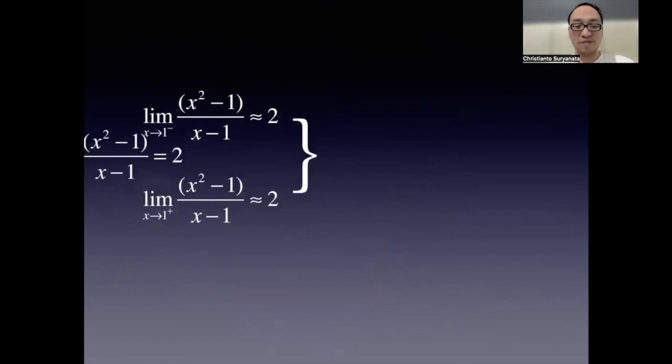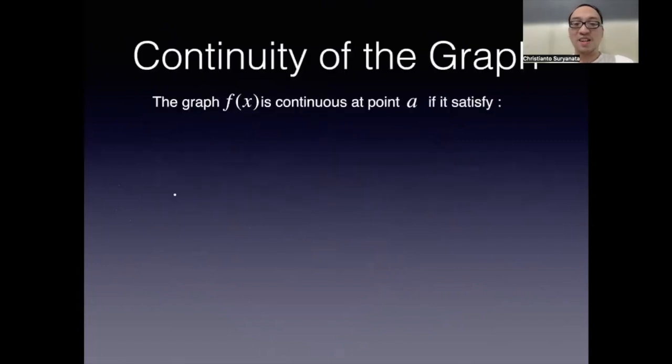Please wait, be patient. Now, we have to make sure and check if f(x) satisfies three conditions. First, the value of f(a) exists. So first we have to check whether the value of f(a), in this case for our example f(1), exists. But in our case, f(1) does not exist because the result is 0 over 0. So we know that this is not a continuous graph.